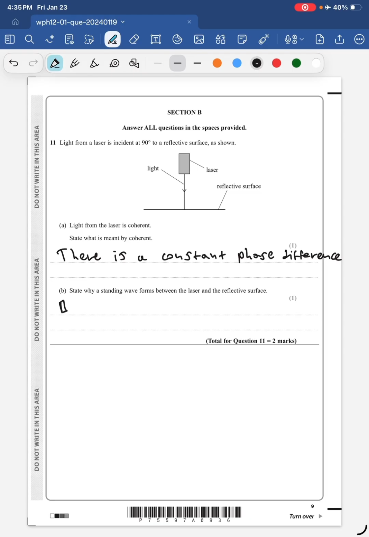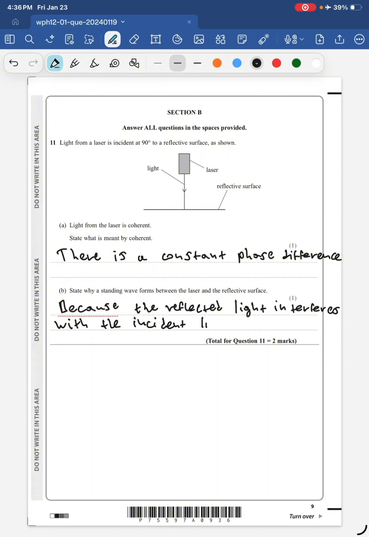So because the reflected light interferes with the incident light, we have superposition and a standing wave is formed.